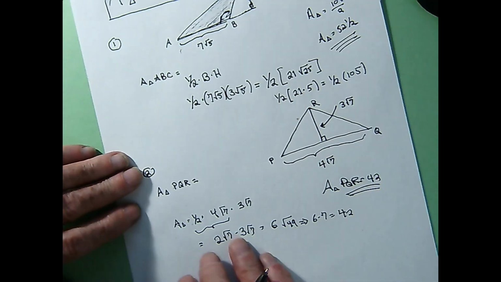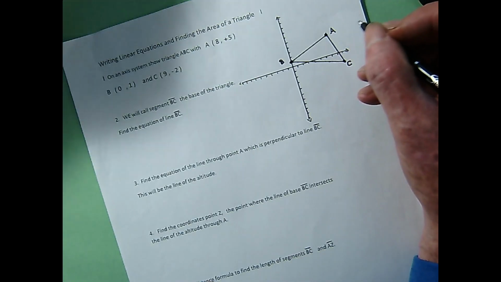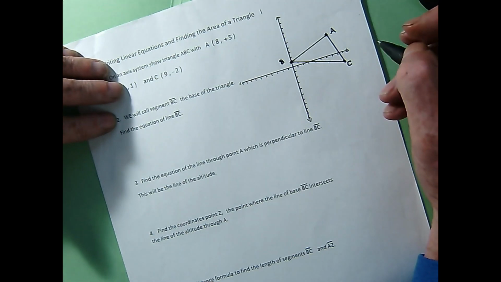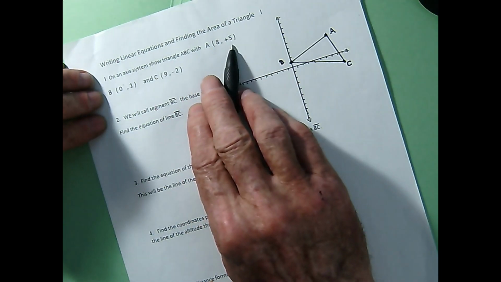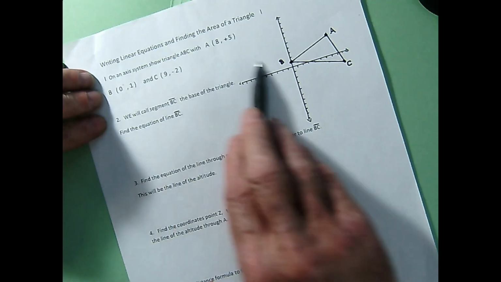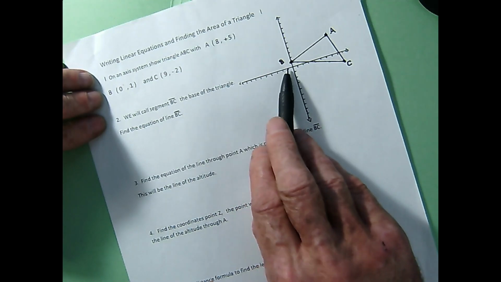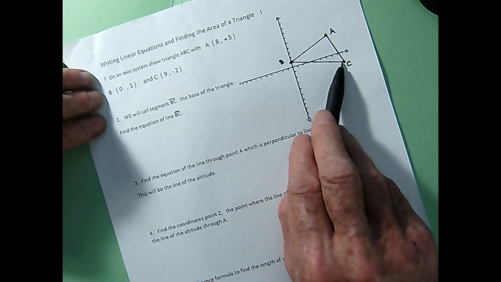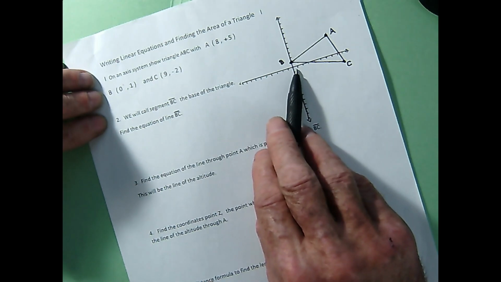Now, I think you know everything you need to know to get ready to do this exercise. Let's go to the printed page I gave you and find the area of this triangle. I'm going to go ahead and pause and show that triangle. You should too. So I got triangle ABC showing over 8 and up 5 for A, over 0 and up 1 for B, and over 9 and down 2 to get to point C. Looks about like that. You should too.